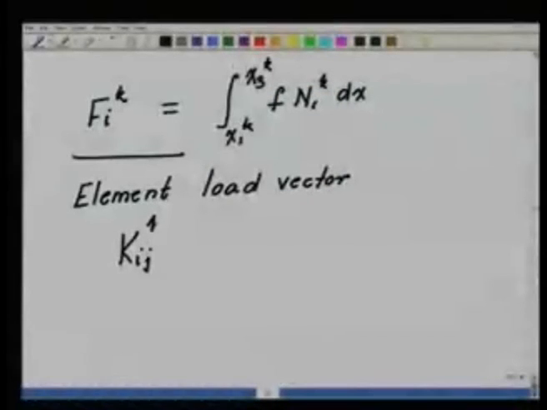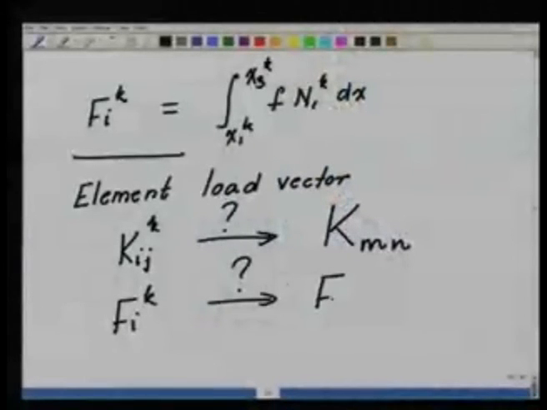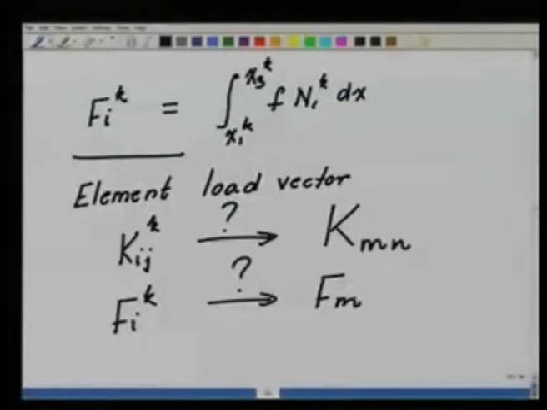Okay. So once I have these, now what do we have to do? We have to find the correspondence between these element level entries and the global entries, that is, where in the global stiffness matrix should this K_ij go. Globally, which entry should it go to? That is where I have to assemble this thing. Similarly, where will the f_i of the element go globally? Which F_n? This information we have to have.